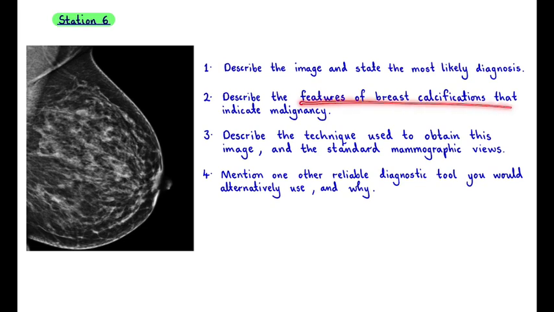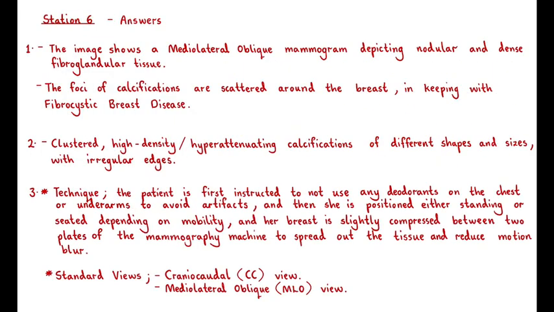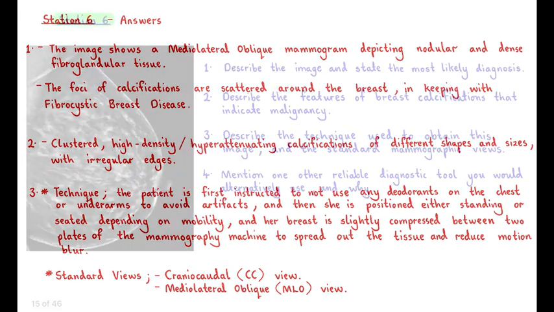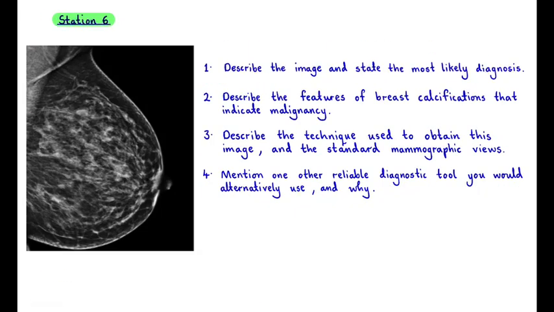And then the features of breast calcifications that indicate malignancy. So these would be clustered, high-density calcifications of different shapes and sizes with irregular edges. That simply means whenever you have clustered and high-density, hyperattenuating calcifications of different shapes and sizes with irregular edges, those particular features indicate malignancy.